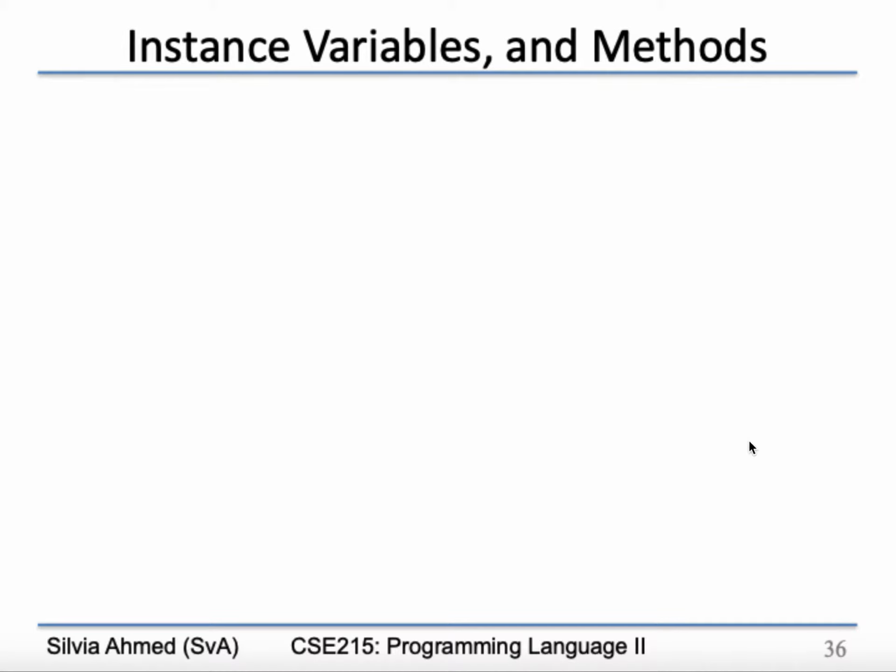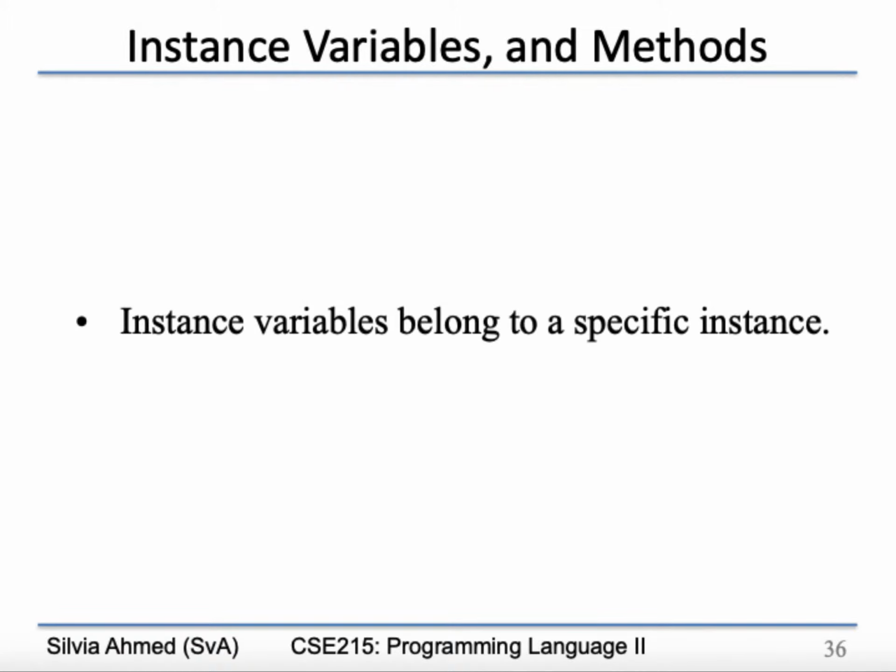Let's now look at instance variables and instance methods. Before we go into that, what is an instance? An instance is just another name for objects, the specific objects that we create based on the class description. They are also known as instances. So what is an instance variable?